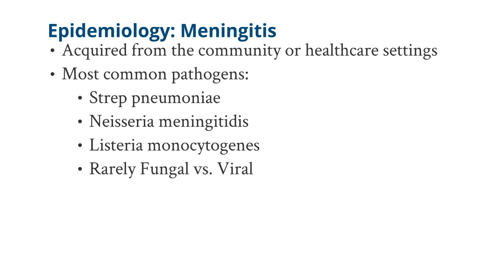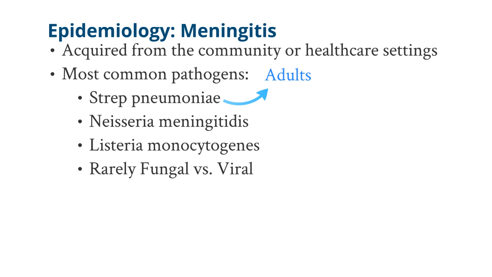Strep pneumonia is generally seen in patients who are adults, specifically patients who range from their mid-20s to about mid-60s. Neisseria causes meningitis in patients from their late teens to their mid-20s. So basically, patients who are young adults are affected by Neisseria.